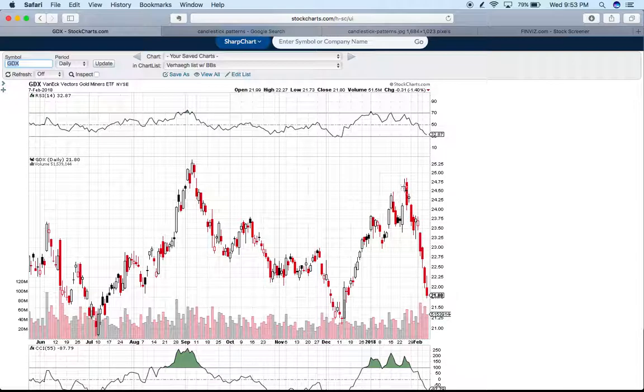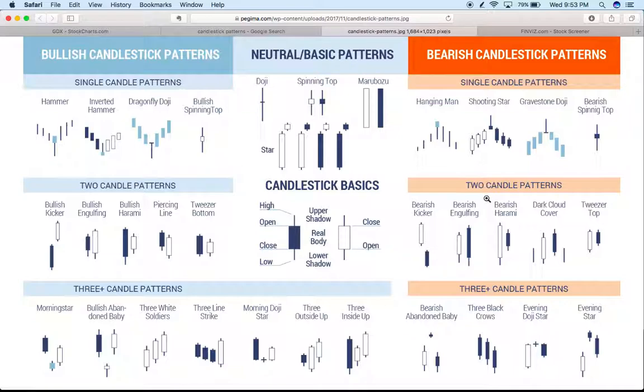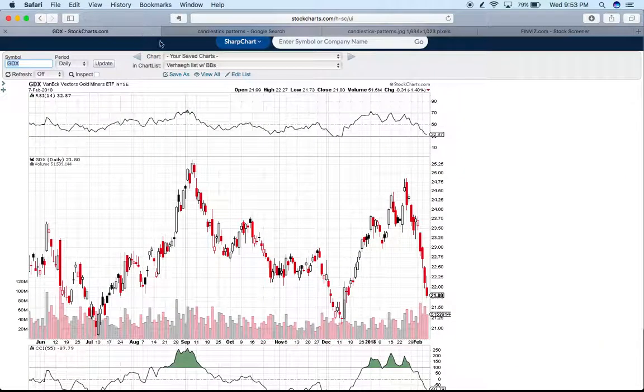There's actually a tweezer top there too. They call that a tweezer top. Is that on here? Yep, tweezer top, where the high is the same on these two days. That's a very bearish pattern right there, and obviously it led to a nice little gain if you were to place a put option or play that short.